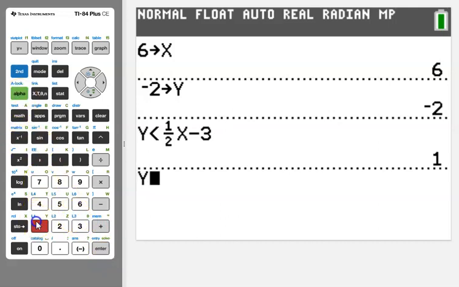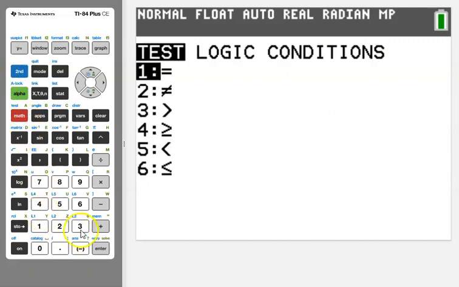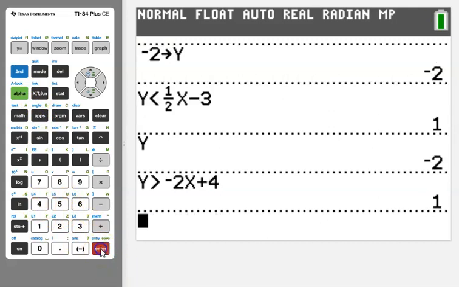Alpha 1, enter. Whoops, didn't mean to do that. Let's try it again. Alpha 1 greater than is second math 3, negative 2x plus 4. Enter. The answer is 1, and it's telling you this inequality is true for those stored values of x and y.